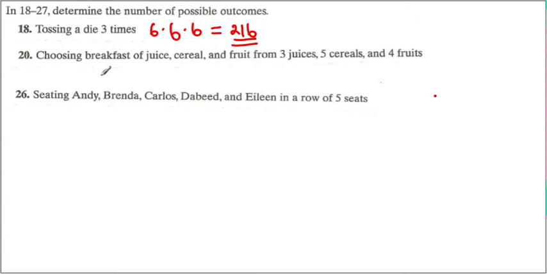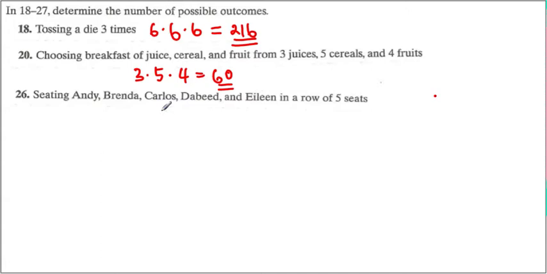Alright, now, number 20, choosing a breakfast of juice, cereal, and fruit from 3 juices and then 5 cereals and 4 fruit. Because you have to pick one of each, we have to pick 1 out of 3, which is 3 choices, 1 out of 5, which is another 5 choices, and then 1 out of 4, which is 4 choices. And therefore, when you multiply over 3, we'll end up getting 60. So 60 choices will be our all possible outcomes.